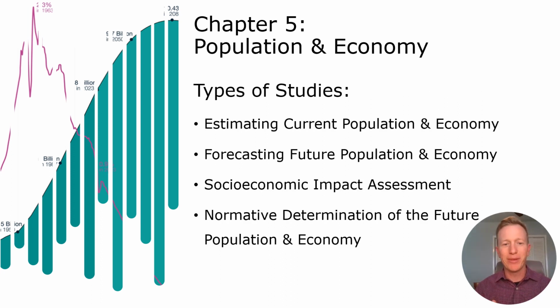So the authors talk about 4 different types of studies. There's studies where you're estimating current population, forecasting, then you have a very specific type, which is a socioeconomic impact assessment, and then you have normative determination of the future population and the economy. So let's get into those different types.